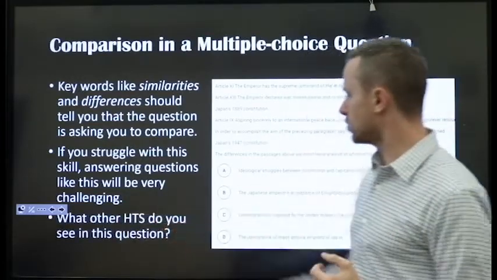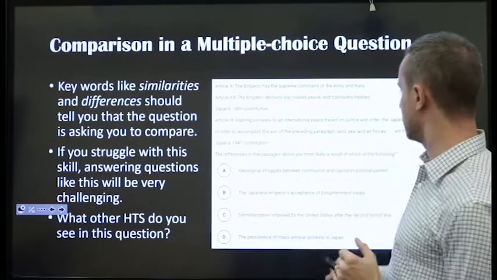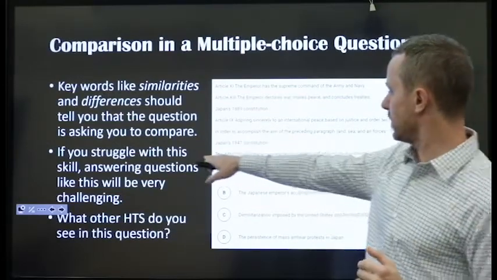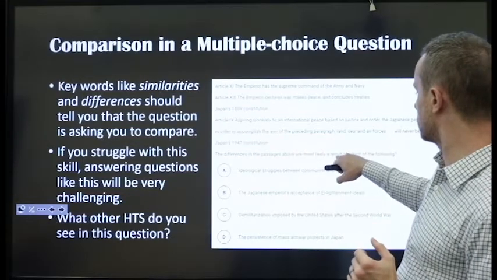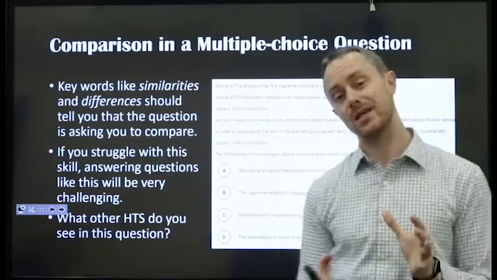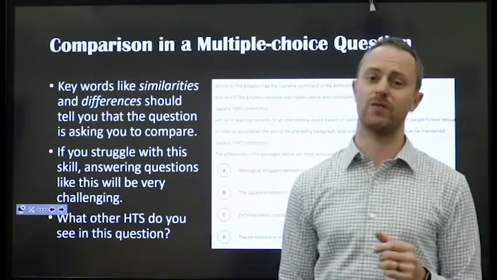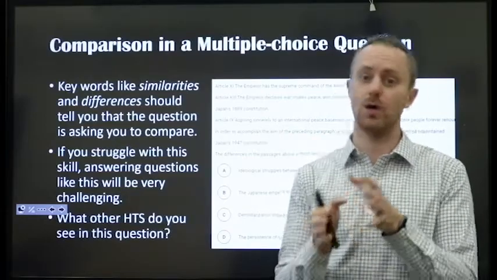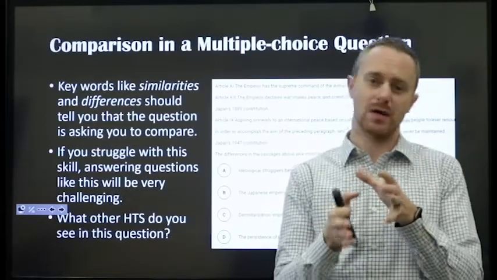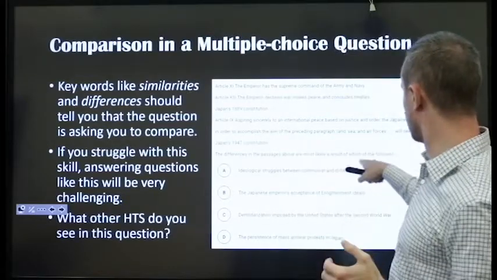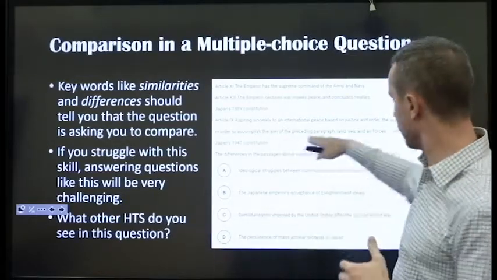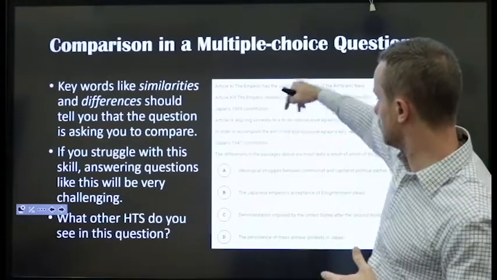Now, there's another historical thinking skill that you might see in this question. Because as you read it, it says the differences in the passage are most likely a result. Result is another key word that you should be aware of that likely relates to causation. Another word would be effects. So cause and effect is causation. So result in which of the following. So we're looking for the effects of these 2 differences.